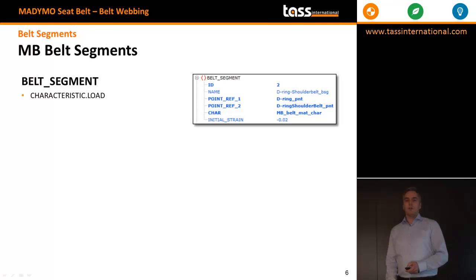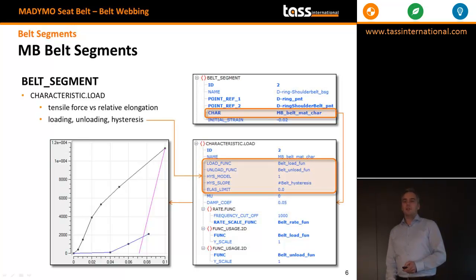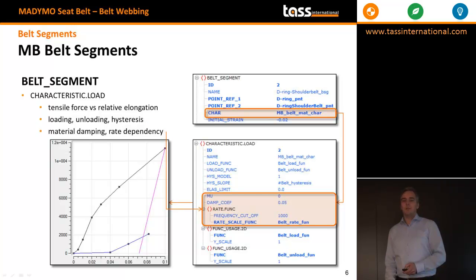First, about multi-body segments. With the keyword belt segment you define the multi-body segment. Within there you can define the belt characteristic. This is done with characteristic.load. A characteristic.load consists of a tensile force versus relative elongation function. You have a loading function, an unloading function, and a hysteresis slope. Besides that, you can define material damping and rate dependency.